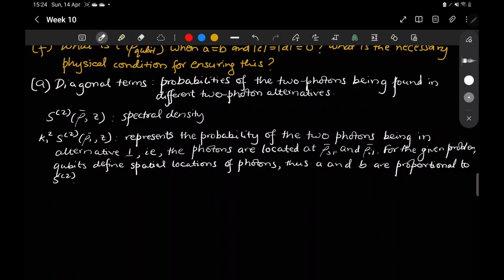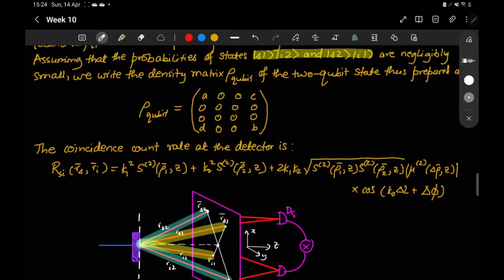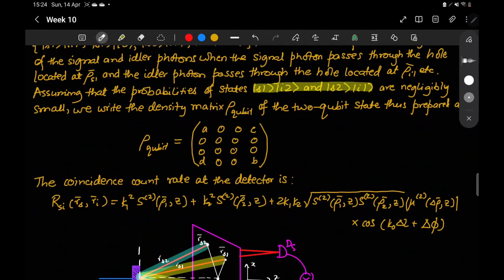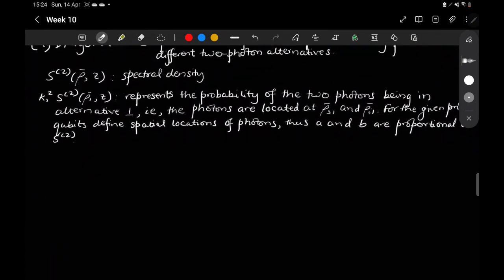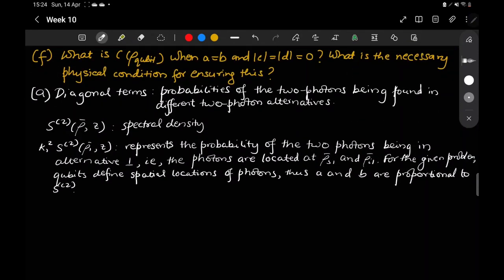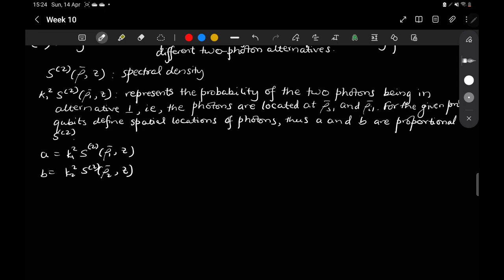So the photons are located at rho S1 and rho I1. And for the given problem, the qubit that we have actually defines the spatial locations of photons, and thus A and B are proportional to S2, which is the spectral density. And so A is K1 squared S2 rho 1 Z, and B is K2 squared S2 rho 2 Z. So these are more of descriptive type questions.